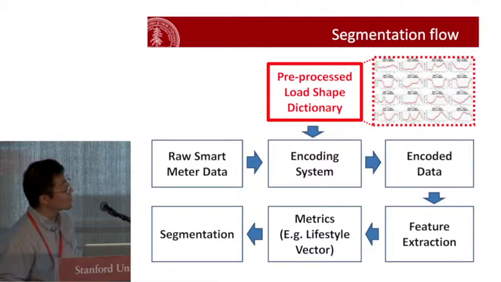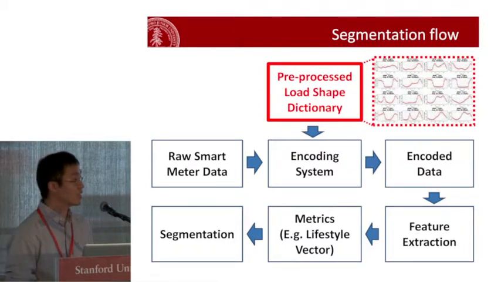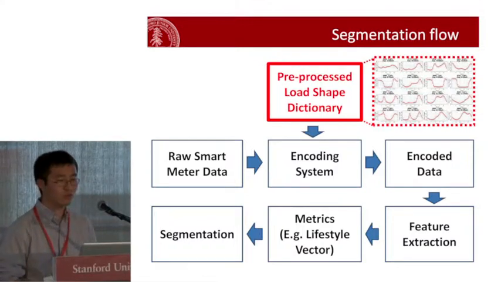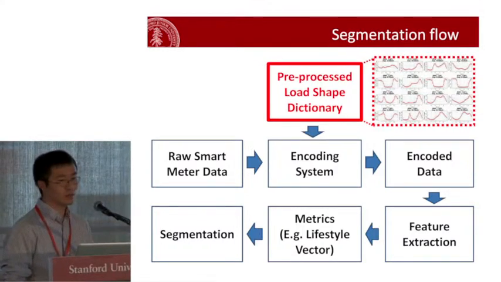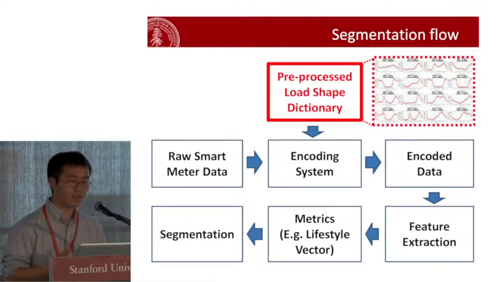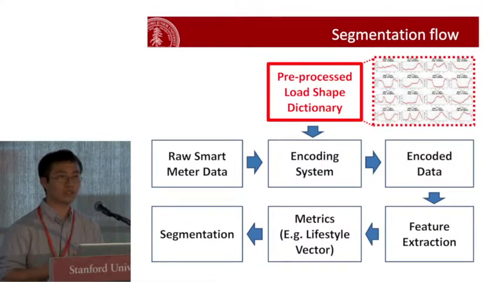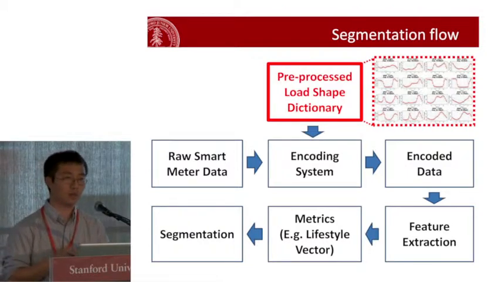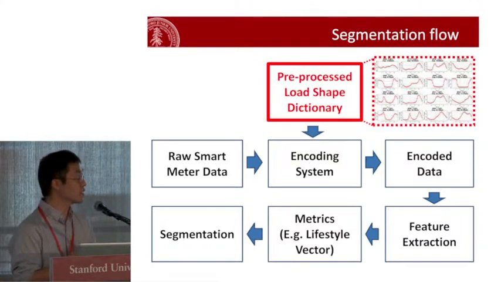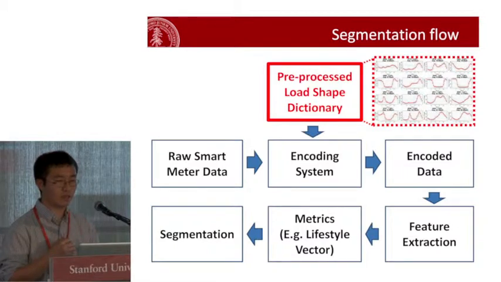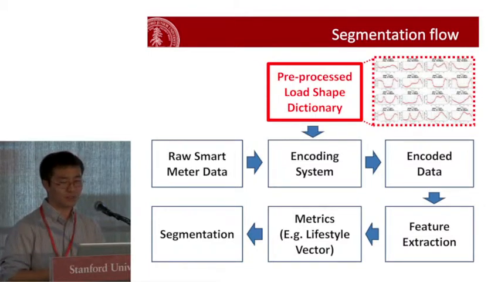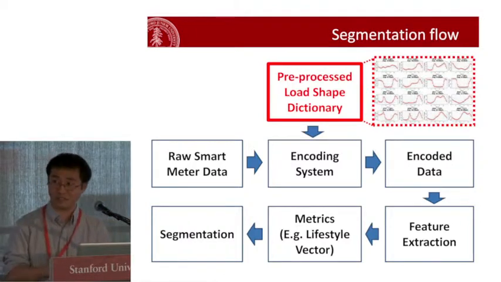And then, this is how to segment the customers. The main idea of the whole flow is how to generate a pre-processed load shape dictionary. The purpose of the pre-processed load shape dictionary is that we cannot access raw smart meter data whenever we want to extract some features or segment customers. So we should have some scalable methodology to do customer segmentation on big data sets. If you come to my poster in the basement, I will explain how to generate the pre-processed load shape dictionary.